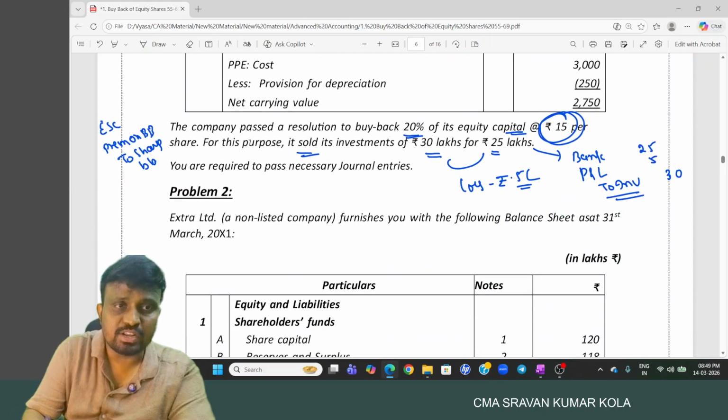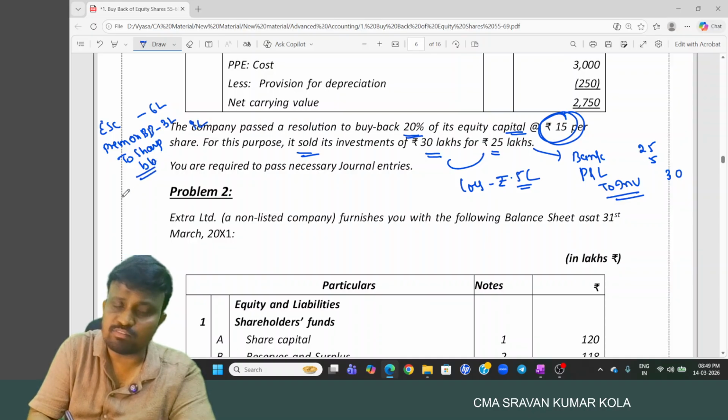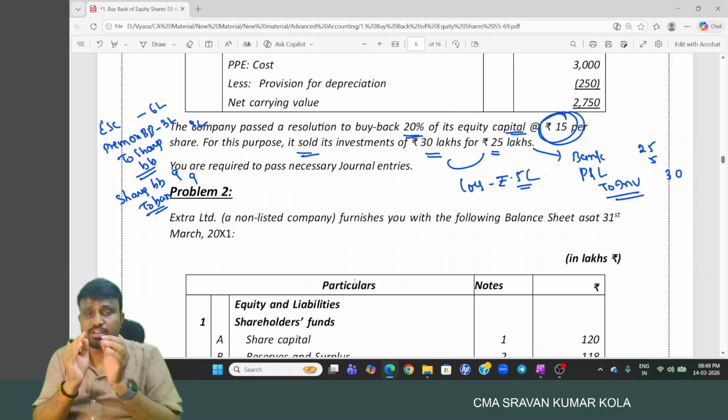So what is the entry we recorded? Equity share capital 6 lakh, premium on buyback 3 lakh, to shares bought back 9 lakh. Then, when the amount is paid, shares bought back account debited to bank account, 9 lakhs. Only so few entries we recorded.